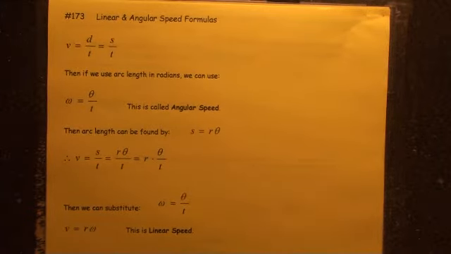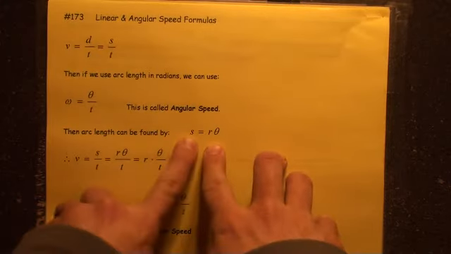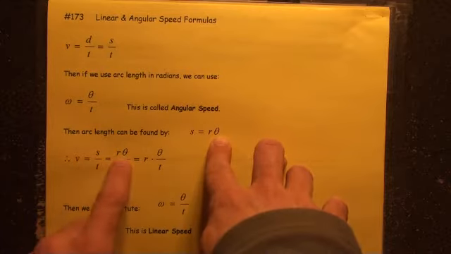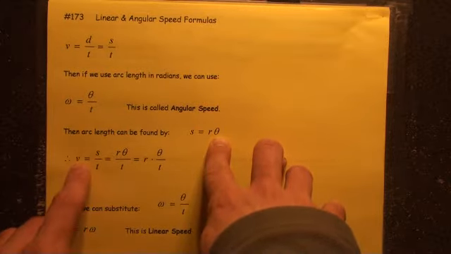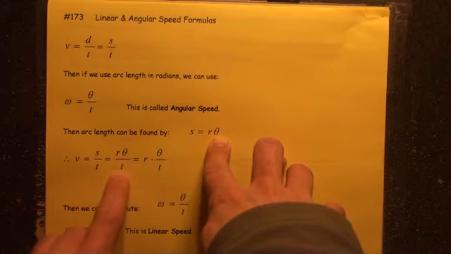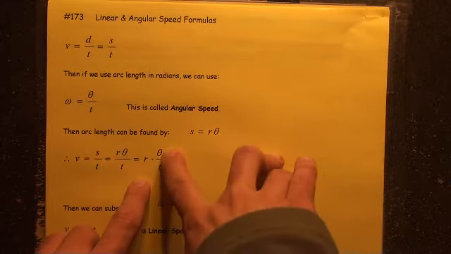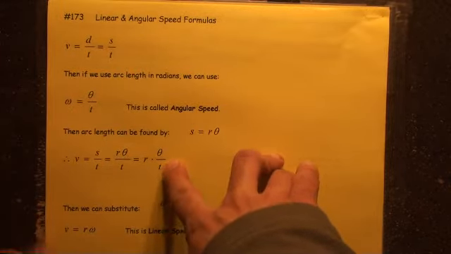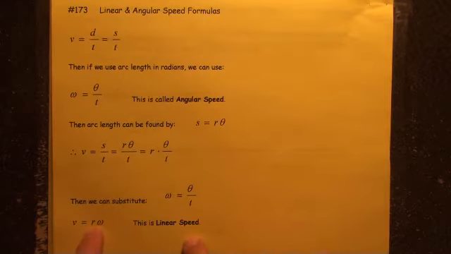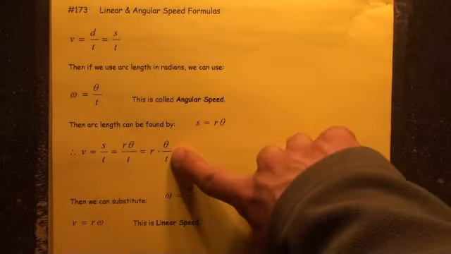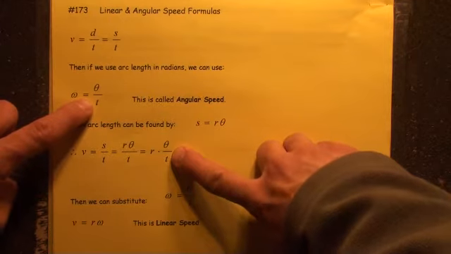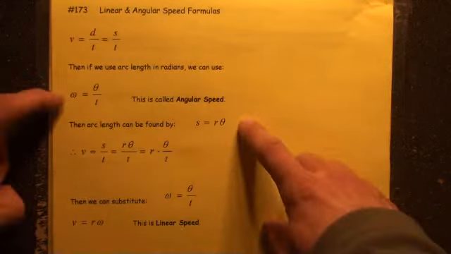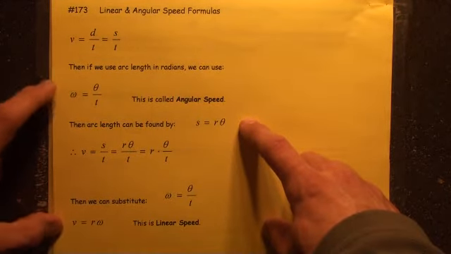Now, things get interesting. Because then arc length can be found by arc length S equals radius times theta. Make the substitution. Therefore, velocity equals R times theta over time. And then you can rewrite this as theta over time, which of course is angular speed. Therefore, we can substitute and say that velocity equals R times W. R times the W. See that? You can throw this in for W, W in for theta over T. So we have an angular speed and a linear speed.